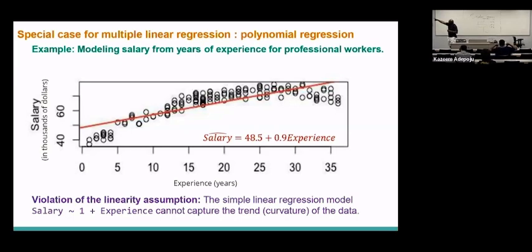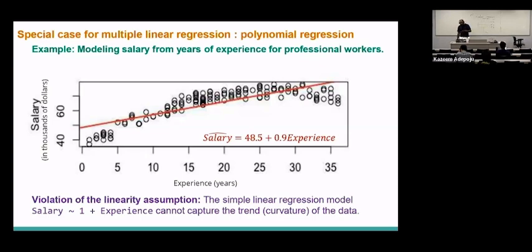Now, if somebody ends up fitting just a straight line, salary equals an intercept of 48.5 plus 0.9 times experience, that is basically going to mislead, because a straight line relationship is not appropriate for this scenario, as you can see in this scatter plot. And that was why I spoke of the violation of the linearity assumption. The simple linear regression model cannot capture the curvature in the data, and that is the reason why we need to incorporate a quadratic effect.